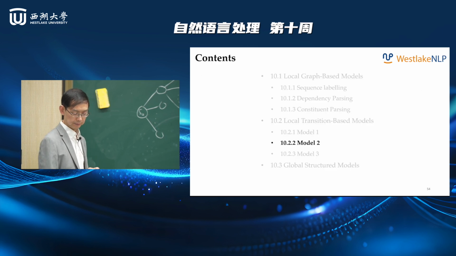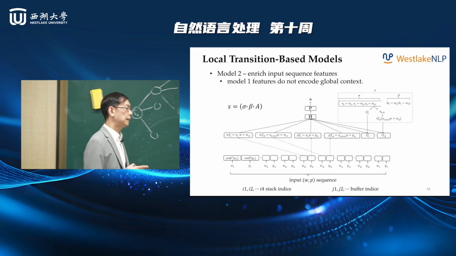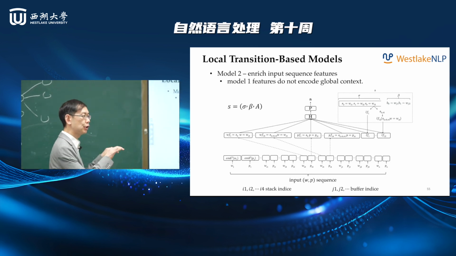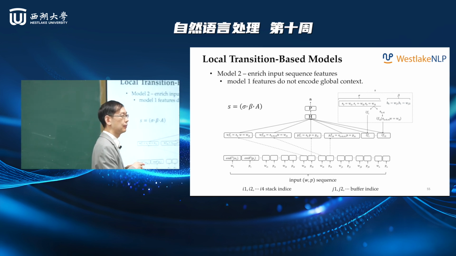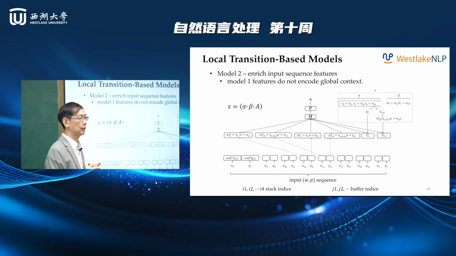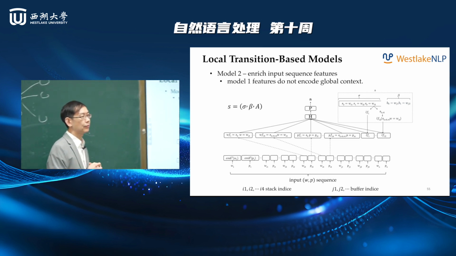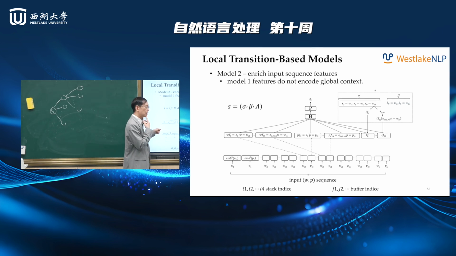Model 2. The first model basically puts a lot of features together. Each feature is an embedding. It's very much like manually defining features. It didn't quite get the sequence information.